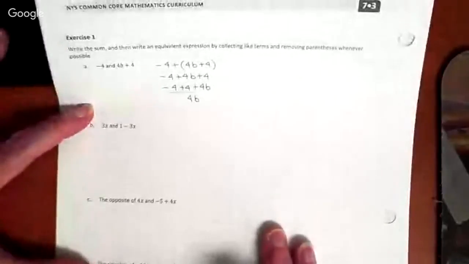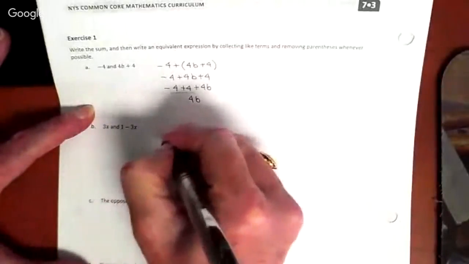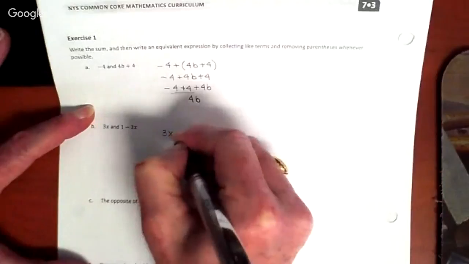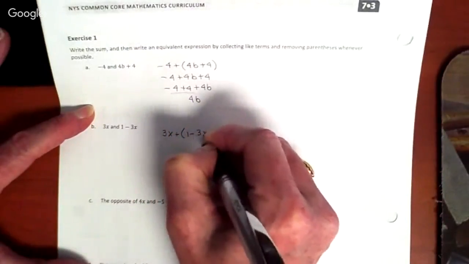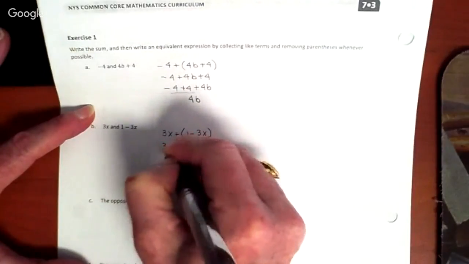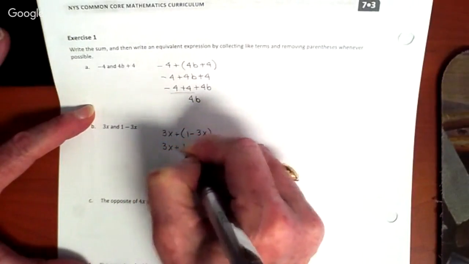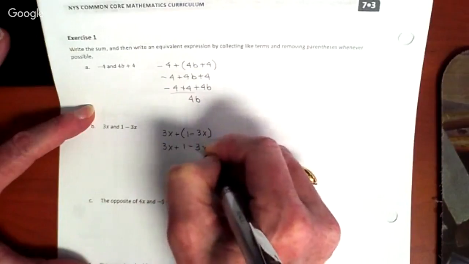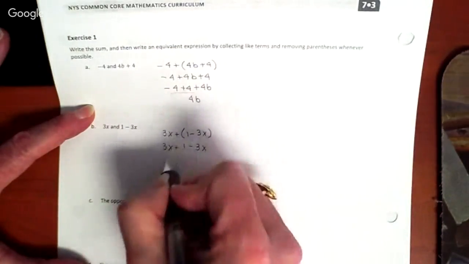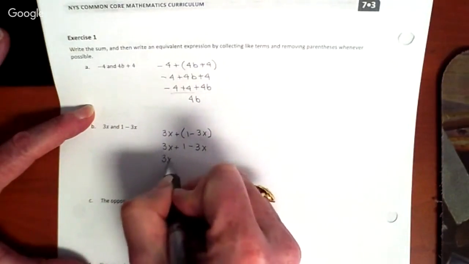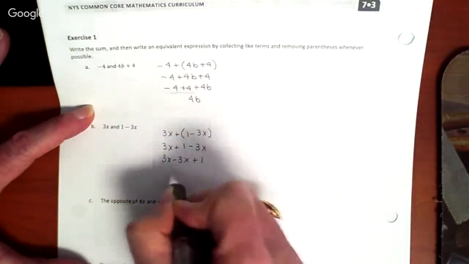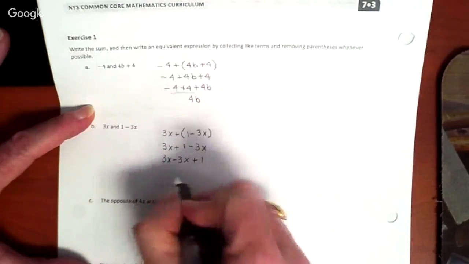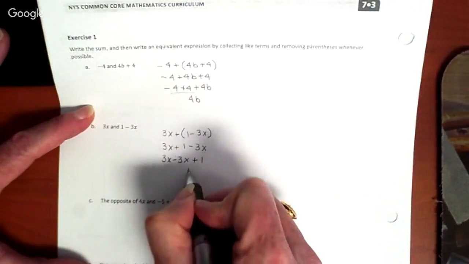Next, I have 3x plus 1 minus 3x. So if I put my x's next to one another, I have 3x minus 3x plus 1. So these two will cancel out. They go to 0, so I am left with 1.